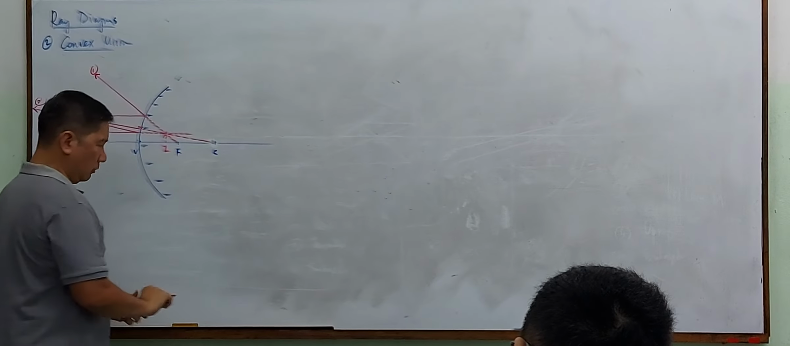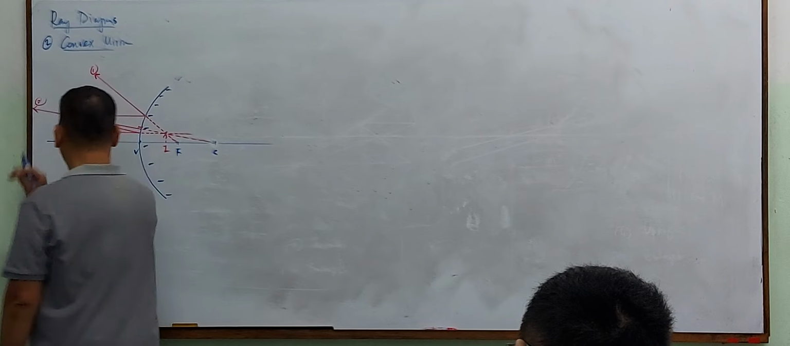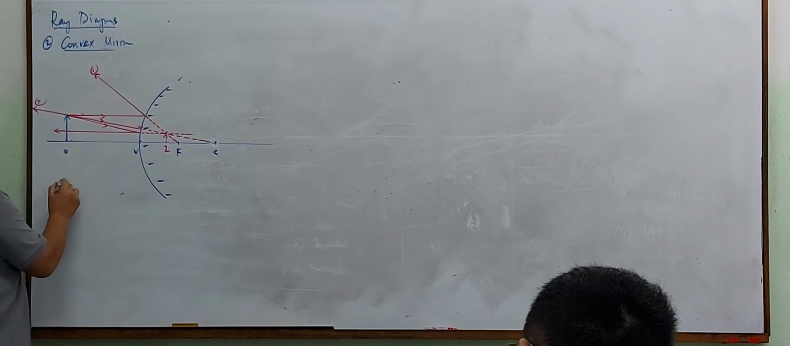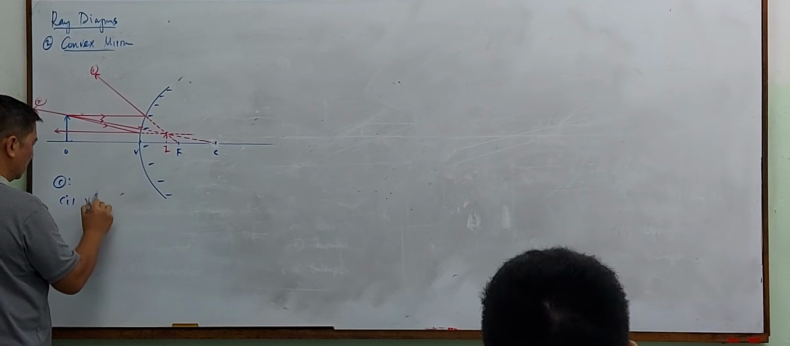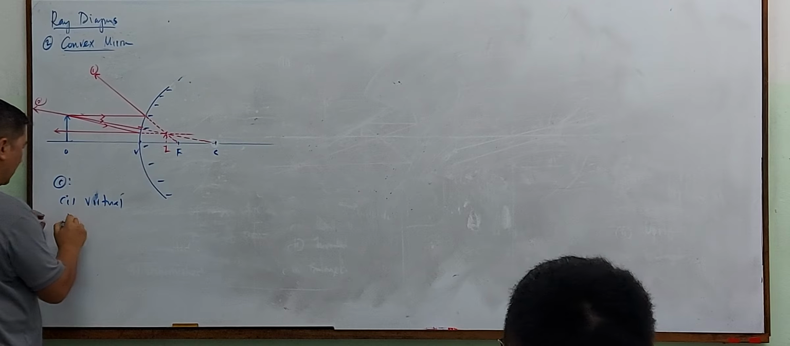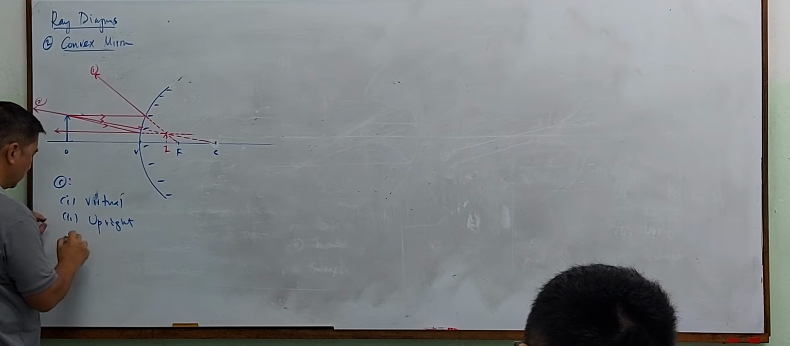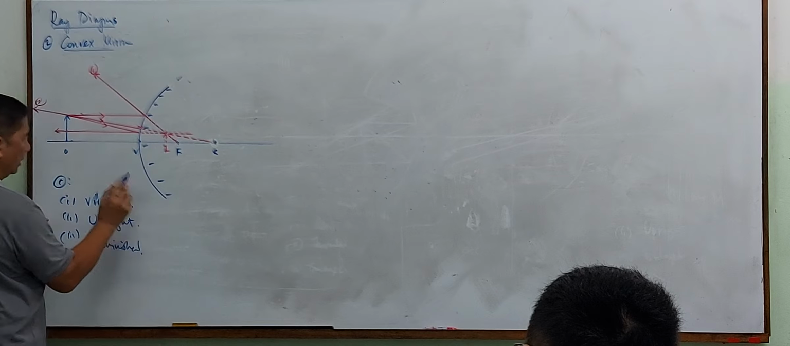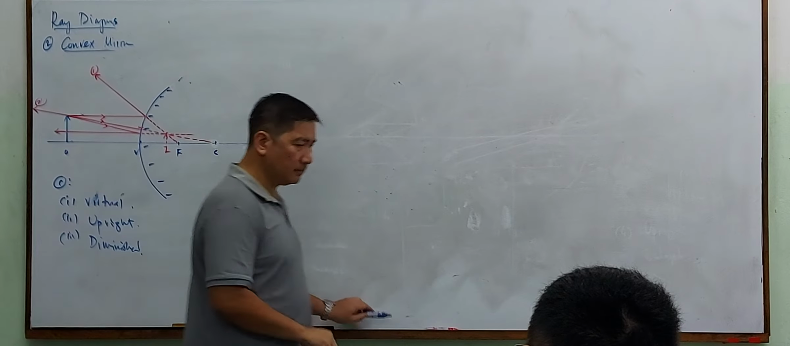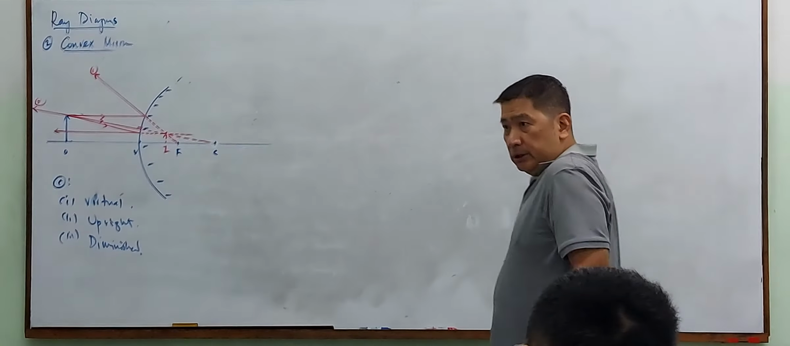So for a convex mirror, there's only one outcome. No matter where you put the object, near or far, the characteristic is always virtual, and upright, and number three, diminished. This outcome is the easiest to remember. Right. Any question?